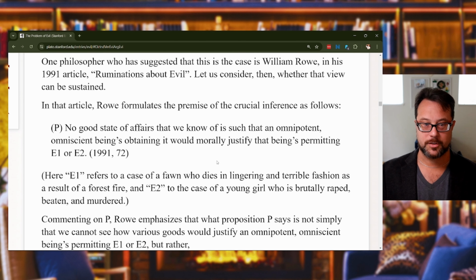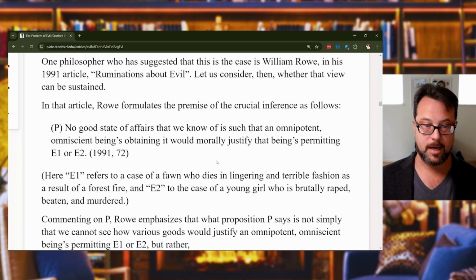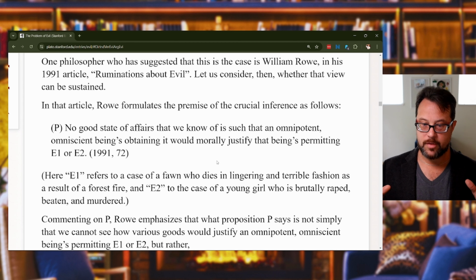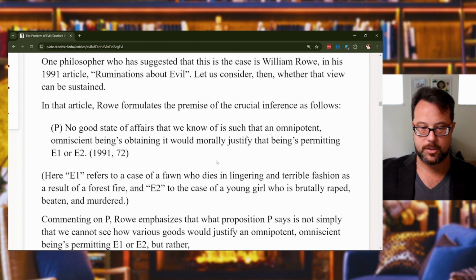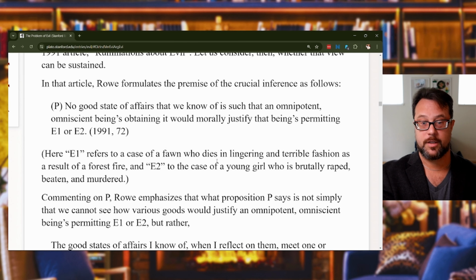That's a bigger question. But so E1 is the fawn, and E2 is a young girl who gets brutalized and dies, but we won't go into that one. I think that's why he switched it to childhood cancer, although that's what Rowe mentions, and that's definitely another horrendous evil.